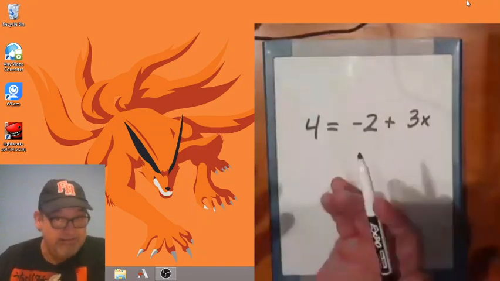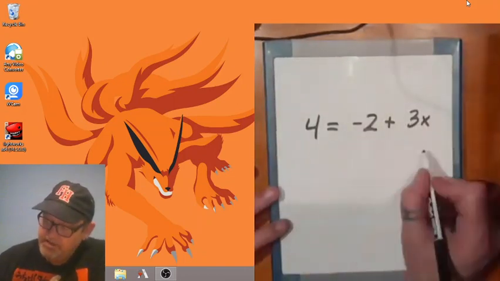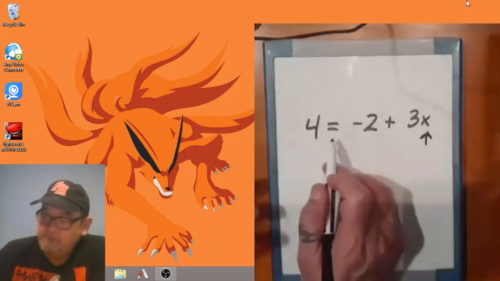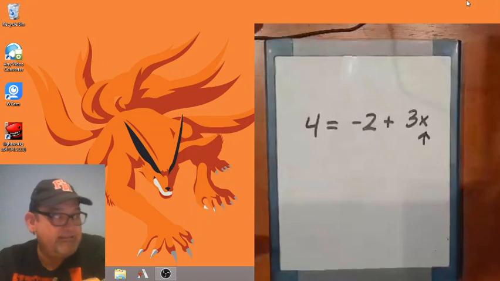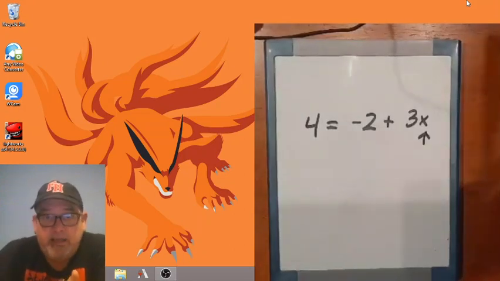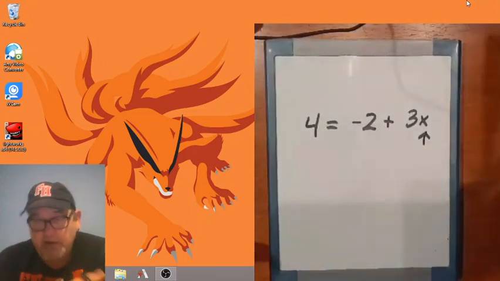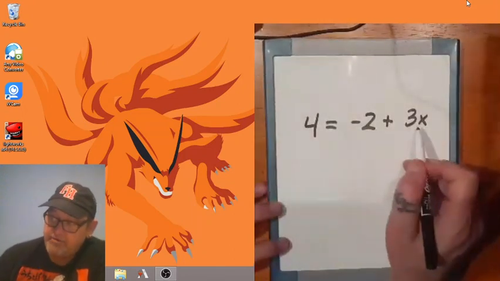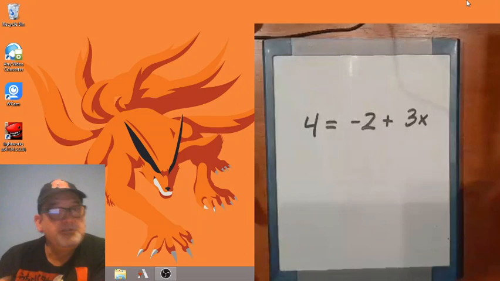So in this case, my x is over here on the right side of the equal sign, but it doesn't matter. Remember, the goal is to get x by itself on either side of the equal sign. It doesn't have to be on the left. It can be on the right. In this case, it was written so that x is on the right. Fine. We're still going to do the same thing.